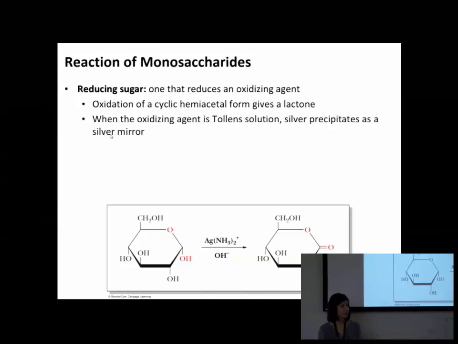Did anybody ever do this in a biochem or a biology lab to see if you have a reducing sugar? We did a different test. Did you do the other test? Yeah, that's the Benedict's one. Yeah.